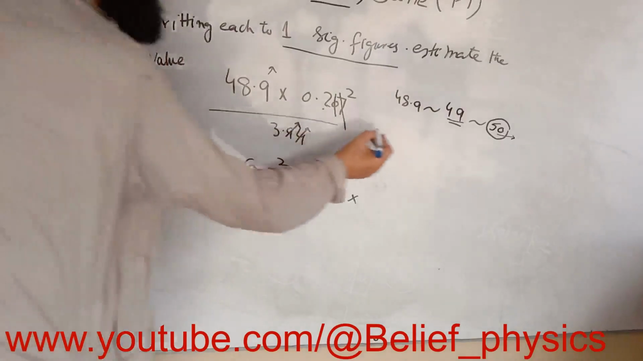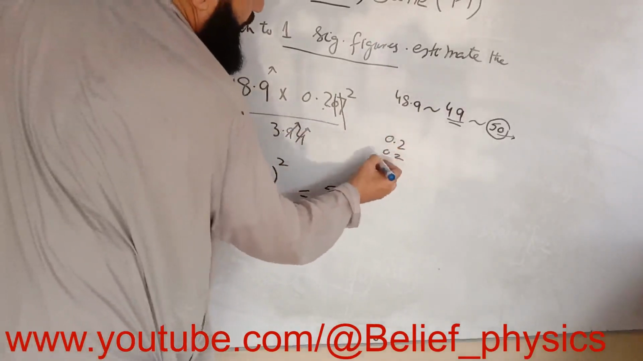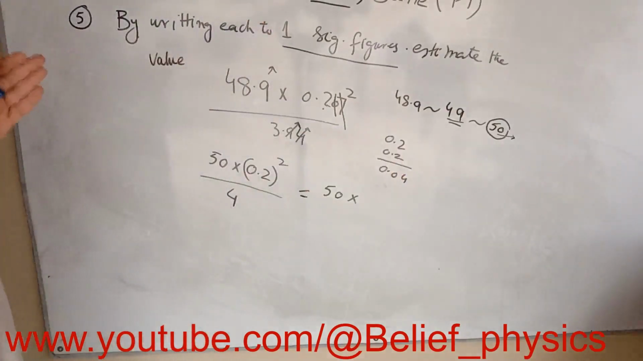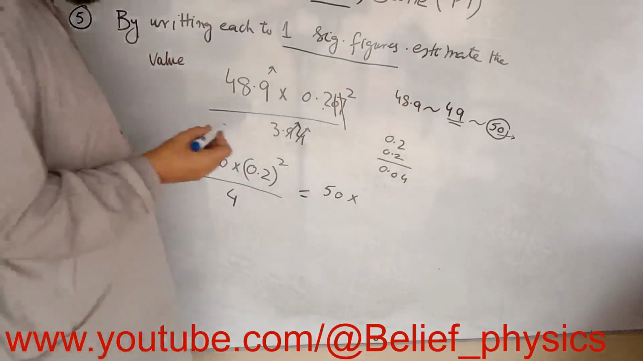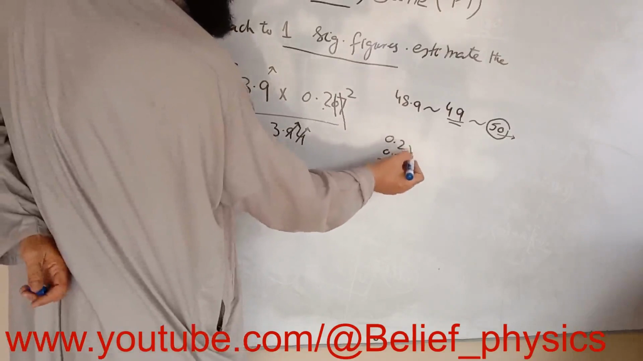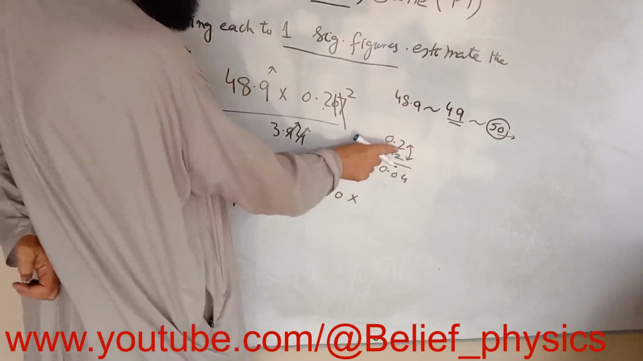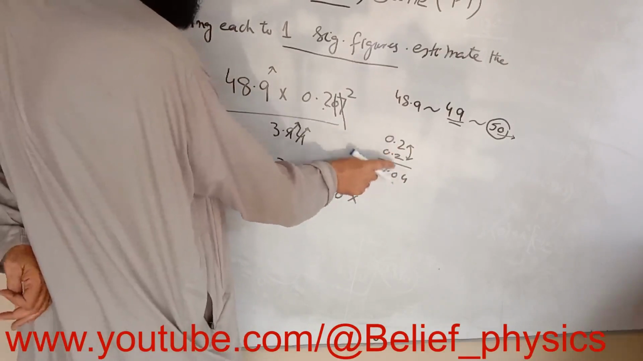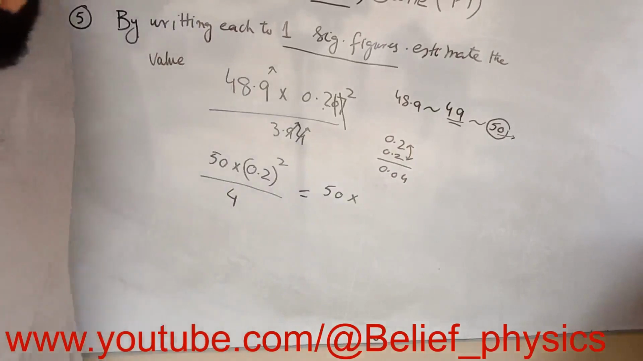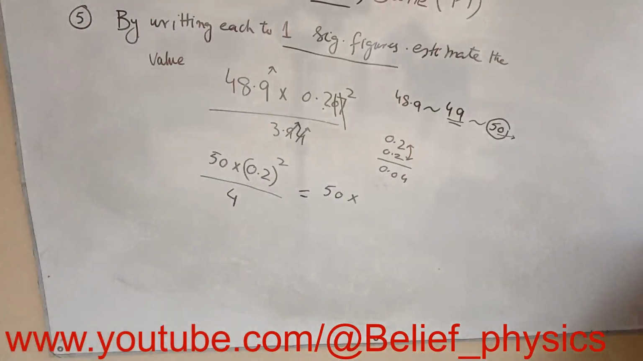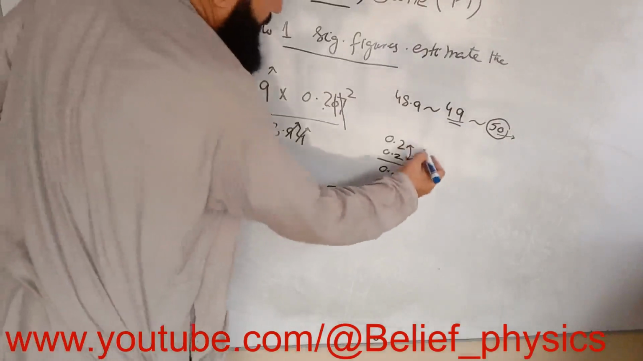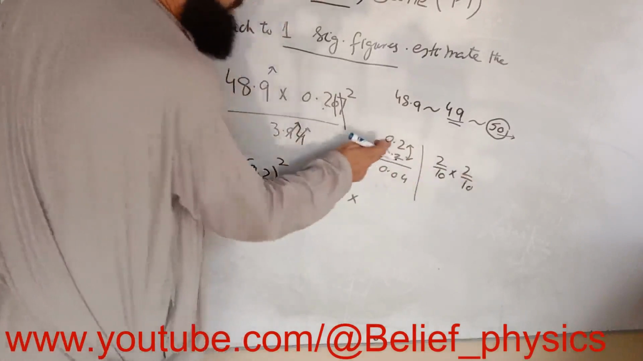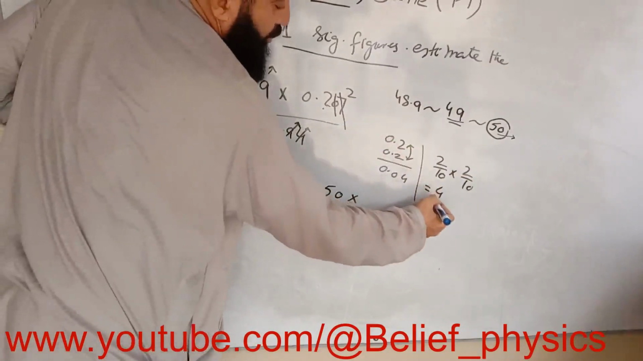When you multiply 0.2 into 0.2, this will become 0.04, because the number of digits to the right side of the decimal point are added when we multiply 2 decimal fractions. This fraction has 1 decimal, this has 1 decimal point. So 1 plus 1 is 2, to make it 2 we put 0 here, so it will become 0.04. If you find it difficult, you can do it like that: 2/10 into 2/10 because 0.2 is 2/10. This will become 4/100.